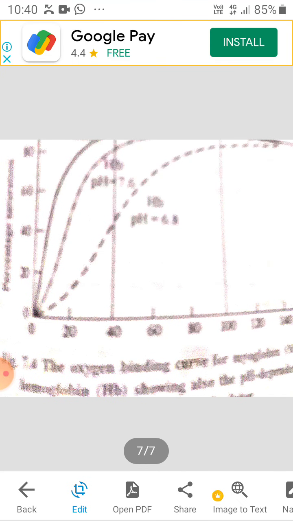Then we have the diagram of the oxygen binding curve for myoglobin and hemoglobin, showing the pH dependence. The lower the pH, the more it causes hemoglobin to release even more oxygen to the myoglobin.